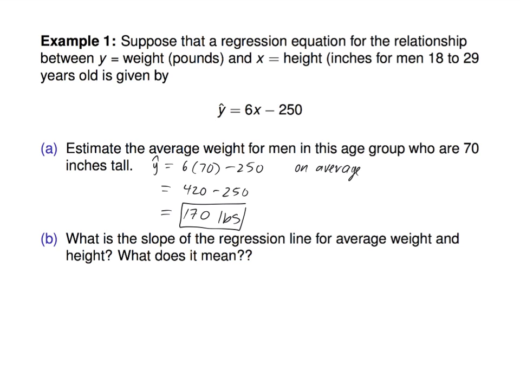So on average, men who are 70 inches tall weigh 170 pounds. It doesn't mean every 70-inch tall person weighs that much. It just means the average weight for that height is this. There will be some variability.